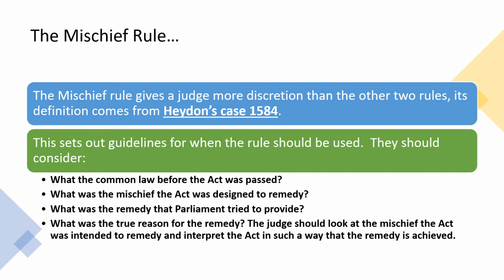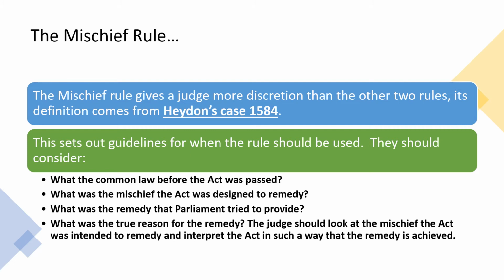So what was the common law before the Act was passed? This is the first thing we need to consider. What was the common law? Secondly, what was the mischief the Act was designed to remedy? So this is what the problem was. Why was the Act created? Thirdly, what was the remedy that Parliament tried to provide? And finally, what was the true reason for that remedy?